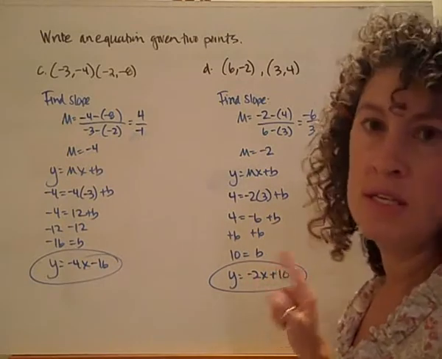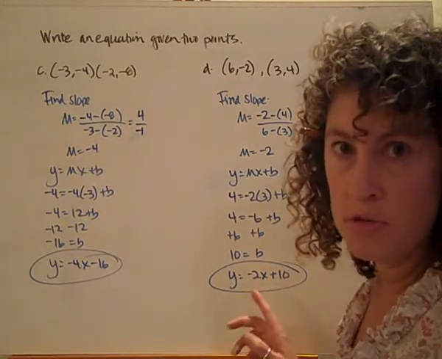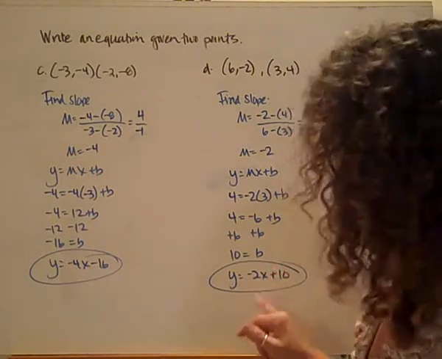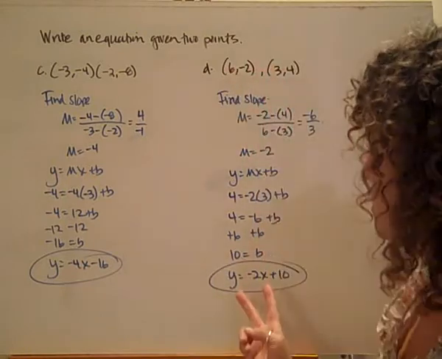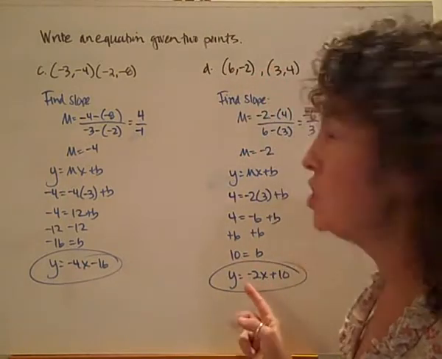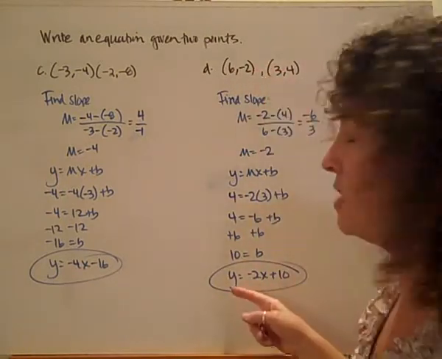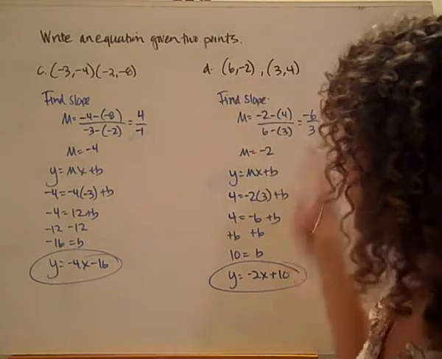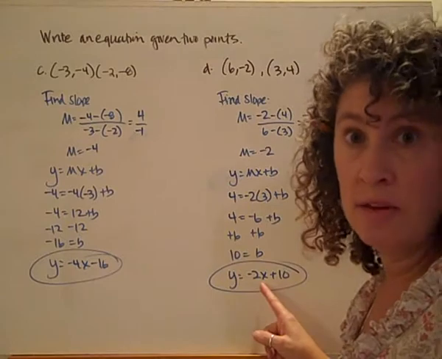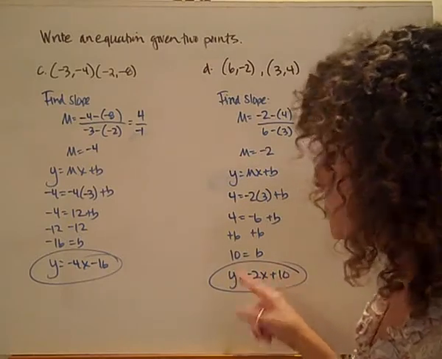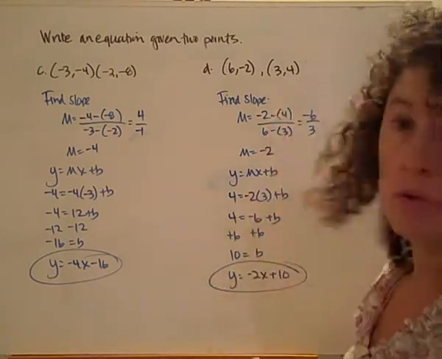These should be really easy to check also. If you're not sure if it's right, or it doesn't feel well, go up and take either one of these points, or both of the points, put them in here for x and y. This equation should be true, so let's try it. If I take negative 2 and plug that in there for y, and I take 6 and plug that in here for x, negative 2 times 6 gives me negative 12. Negative 12 plus 10 gives me negative 2. It should work for (3, 4) also.